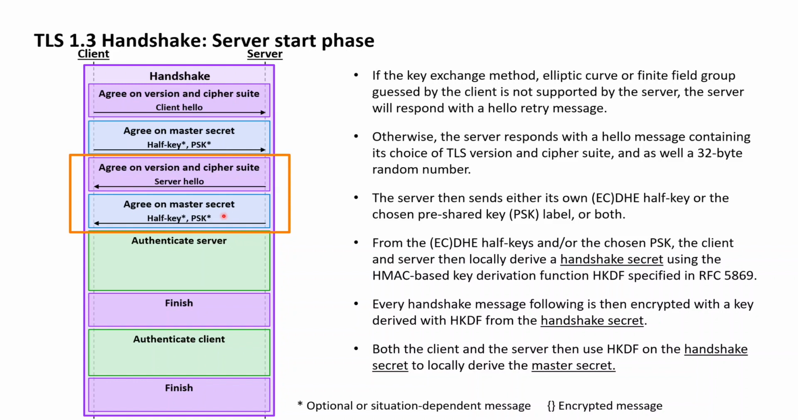Once the half keys or the chosen pre-shared key label was sent from the server to the client, the client and the server then used the HMAC-based key derivation function HKDF to derive a handshake secret, and then use this handshake secret to derive with HKDF keys that they will use to encrypt the subsequent messages exchanged within the handshake. Last, the client and the server use HKDF to locally derive the master secret from the handshake secret, with the master secret then forming the base for the later derivation of cryptographic keys used to secure the exchange of application data.